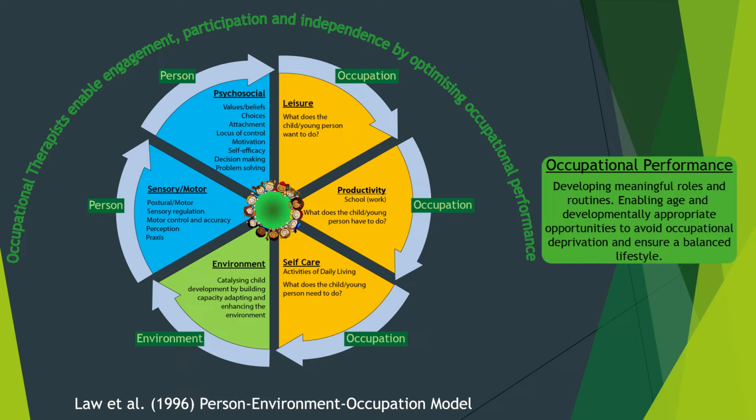Enabling age and developmentally appropriate opportunities ensures that we avoid occupational deprivation, that children don't miss out on participating in day-to-day experiences, and that we ensure a balanced lifestyle. After all, we would all like to spend our time doing what we want to do, but it's important that we also do what we have to and need to, that we have a balance of occupations and a number of different roles to play.